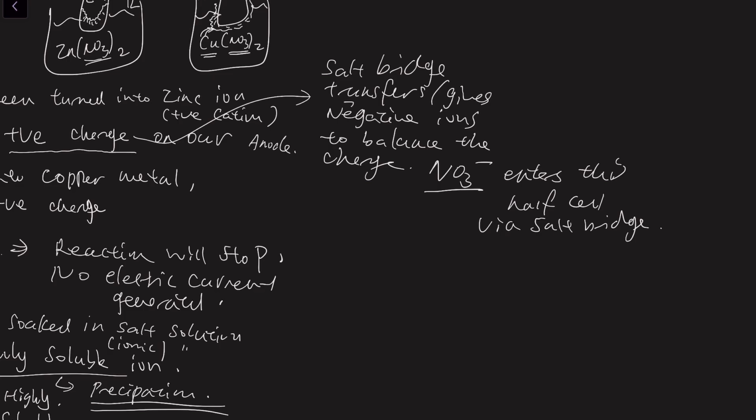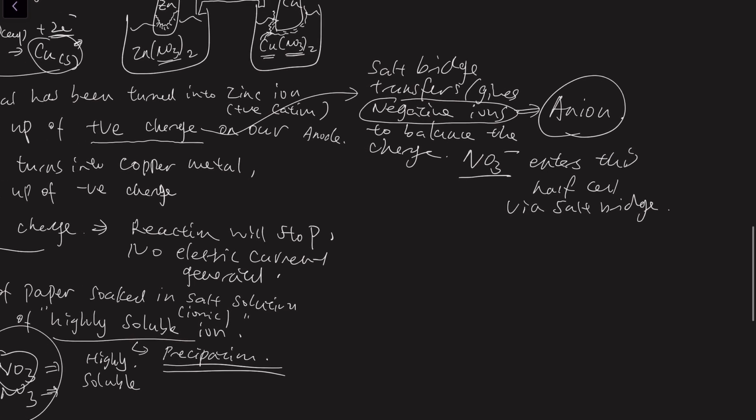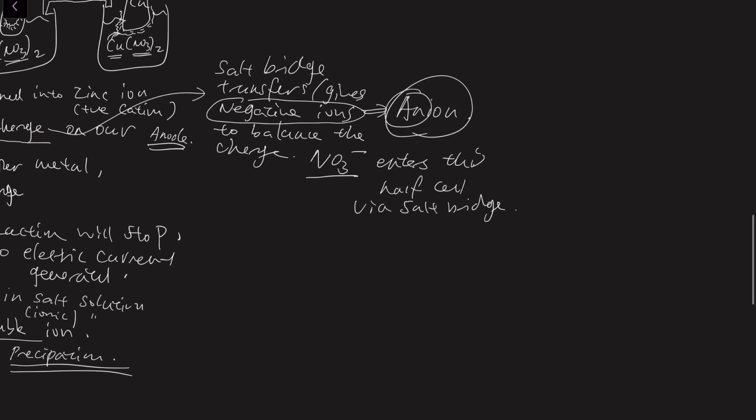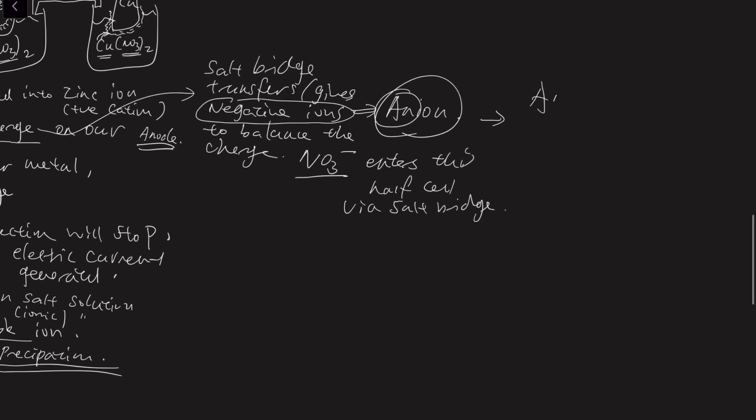And what is a negative ion called? It is called an anion. And that's why this is called the anode, because negative anions flow to the anode. So in summary, that's why it is called anode.